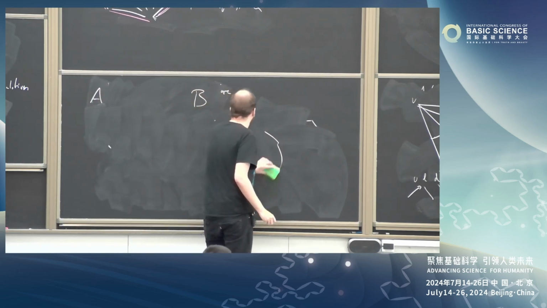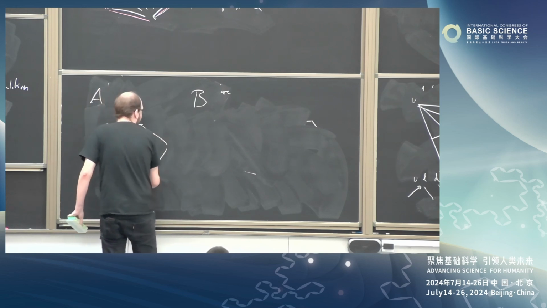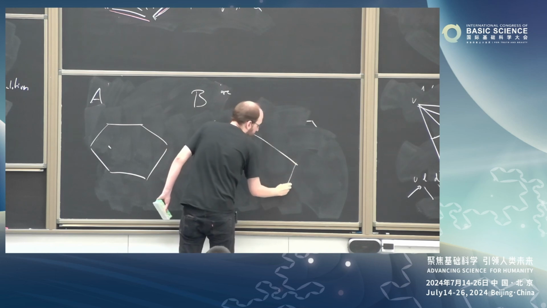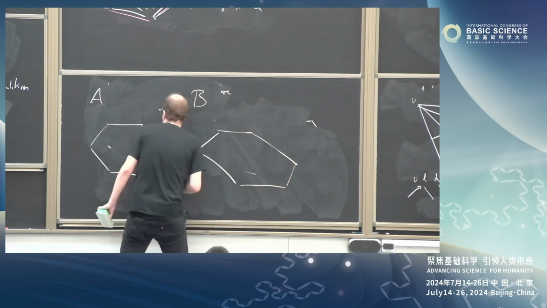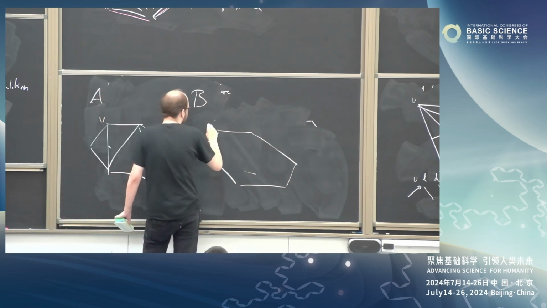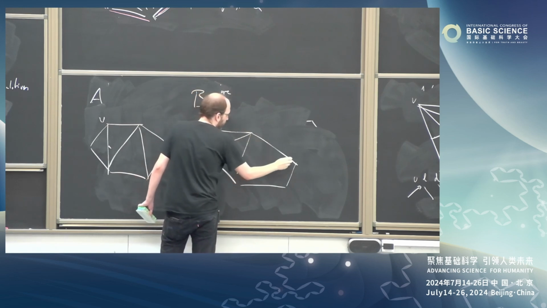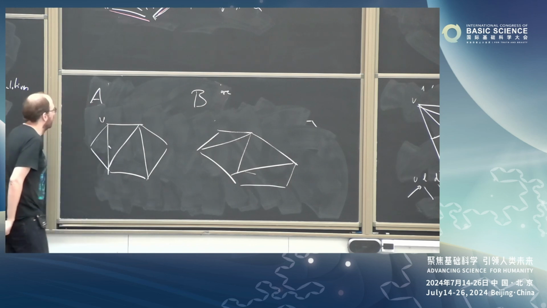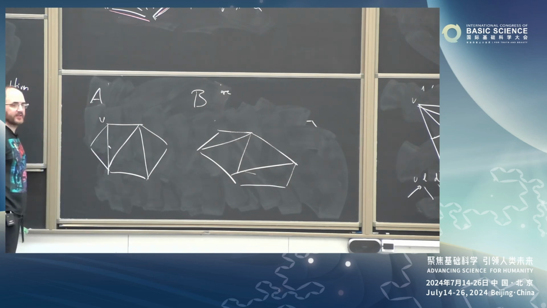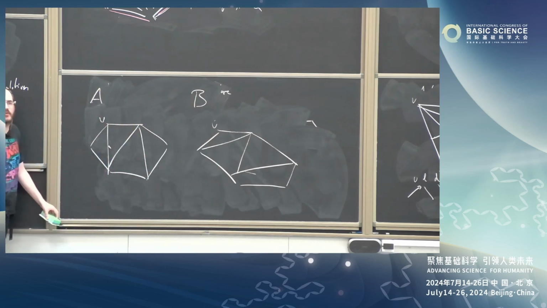So let me make it simpler. I have A and B convex, but neither of them are scaled fins. A could look like this, and B could look like this. Neither of them are scaled fins, but they triangulate the same polygon, and I can take the same exposed vertex. Okay, so now what can I do?